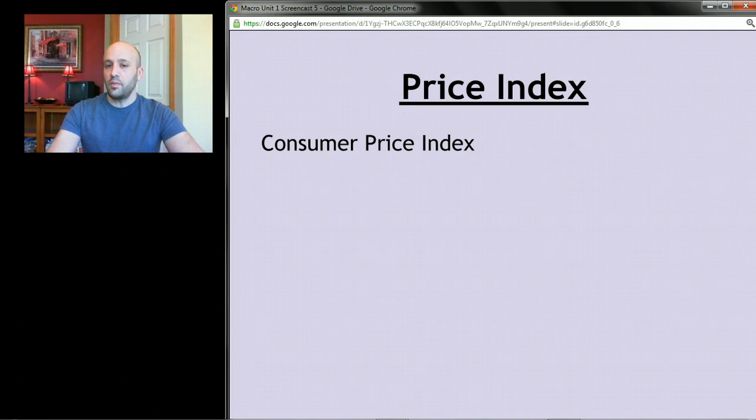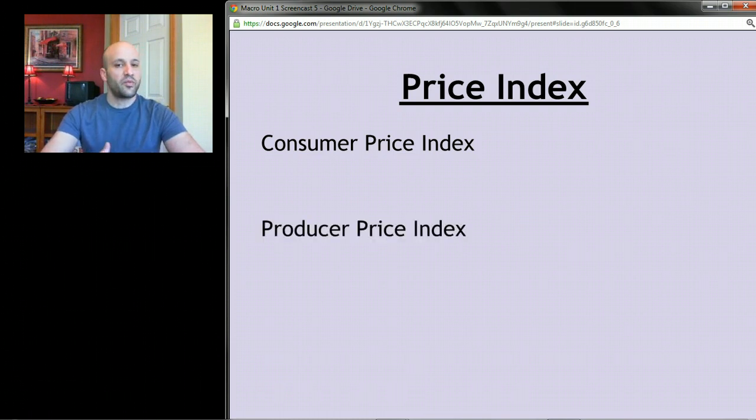Alright, well now there's a couple different kinds of price indices you need to know about depending on what we're measuring the prices of. The most important price index is called the Consumer Price Index, sometimes abbreviated CPI. And this is a measure of prices of things that consumers tend to buy. Things like clothes, food, that kind of stuff. So if we want to get a sense of what's happening to prices that consumers feel, we use the Consumer Price Index.